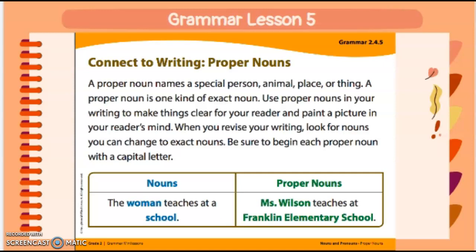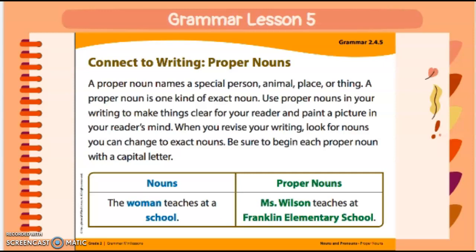Use proper nouns in your writing to make things clear for your reader and paint a picture in your reader's mind. When you revise your writing, look for nouns you can change to exact nouns. Be sure to begin each proper noun with a capital letter. Let's look at some examples.